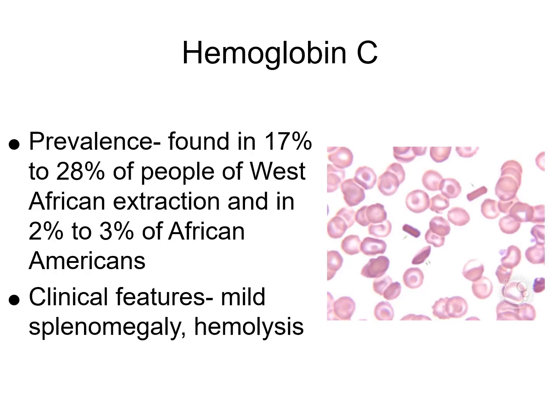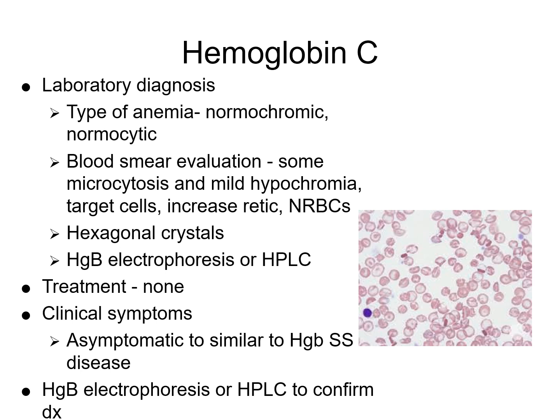Hemoglobin C, so the prevalence of hemoglobin C, it's found in 17 to 28% of people of West African descent. It is present in 2 to 3% of African Americans. For clinical features, they're generally mild clinical manifestations, and they may present with mild splenomegaly, and mild hemolysis is often common in hemoglobin C. For laboratory diagnosis, we're going to see normochromic and normocytic anemia.